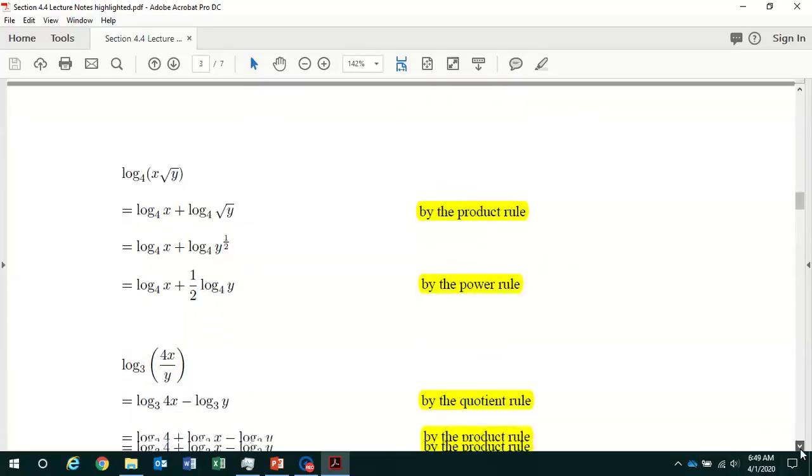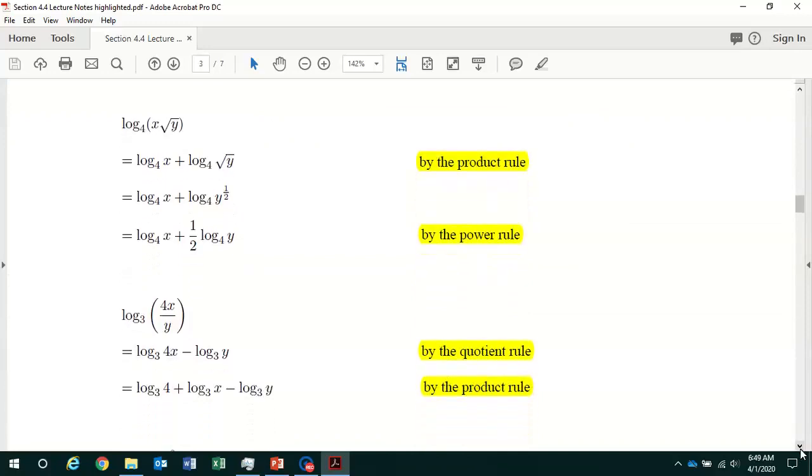At the top of page 3, we have log base 4 of x times the square root of y. So we want to expand that as much as possible, right? Write it as a sum and difference of logs. Well, this is a product inside the parentheses. So this is equal to the log of the first factor plus the log of the second factor by the product rule. So this is equal to log base 4 of x plus log base 4 of the square root of y.